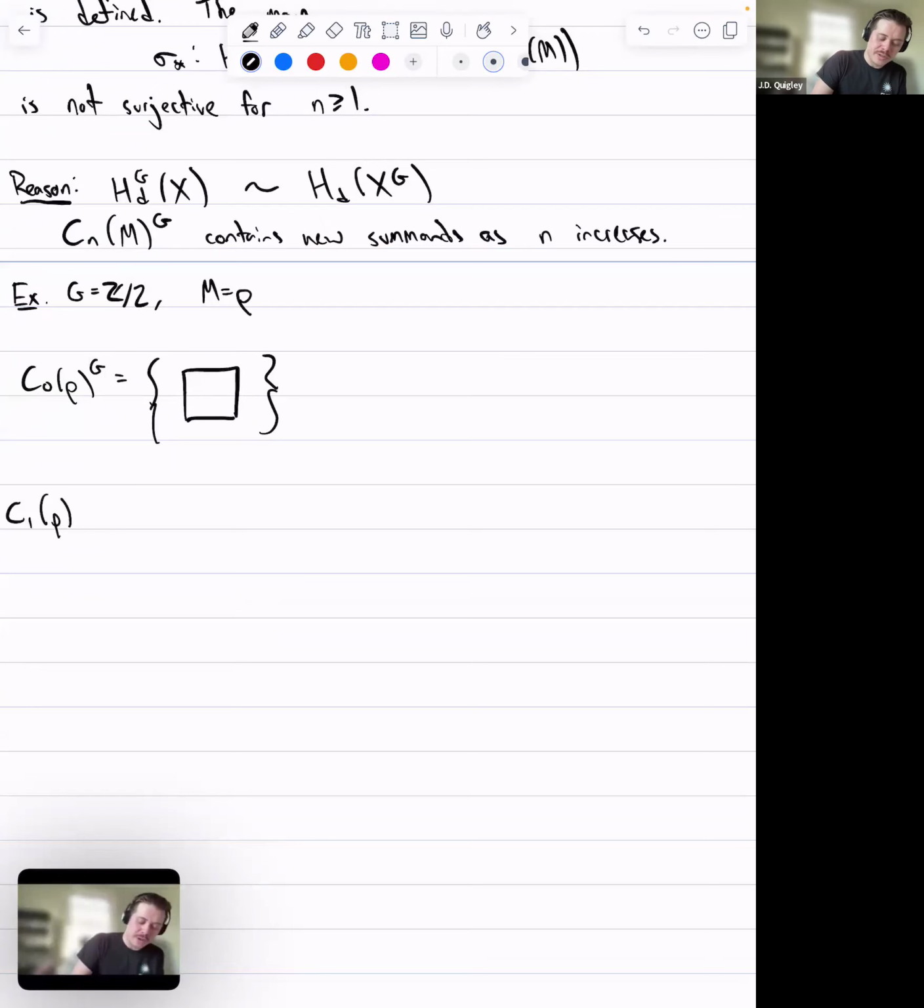If I look at configurations of 1 point which are fixed under this Z mod 2 action, originally I could put my point anywhere, but now I have to put my point in the fixed points of rho. That is, I have to put my point somewhere on the real axis.